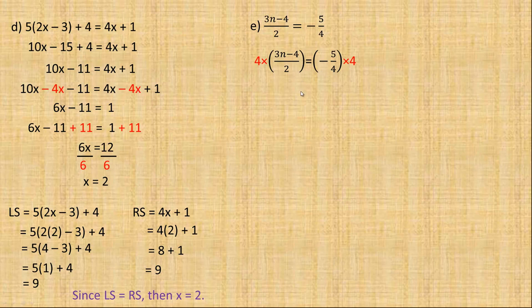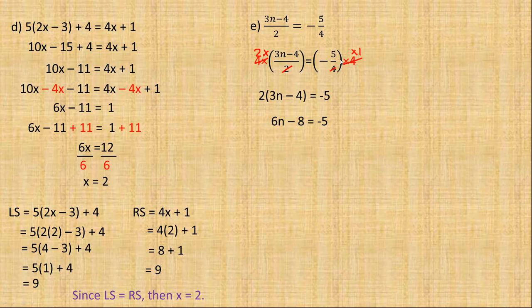So first of all, I'm going to divide 2 into this 4. So that's 2. On the left here, I've actually got 2 times the 3n minus 4. And on the right here, 4 divides into 4 once. So it's really 1 times negative 5, which is negative 5. If I expand out, 2 times 3n is 6n, 2 times negative 4 is negative 8, and negative 5 on the right. Okay, so that's one way to get to this.